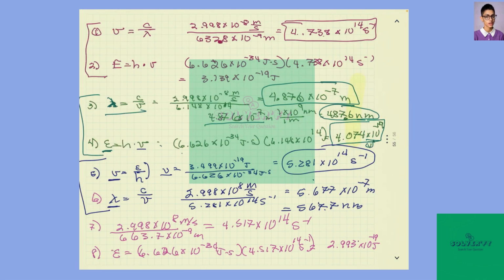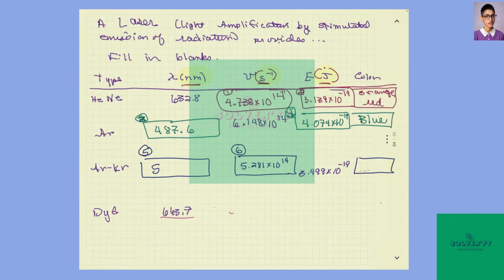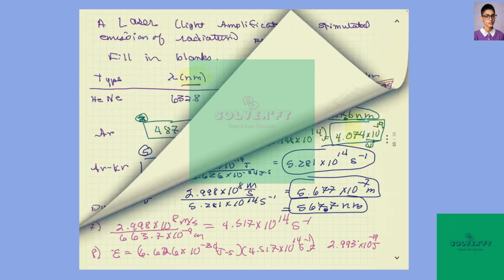Then, to get lambda, it'll be speed of light divided by our frequency, which I've done is 5.677 times 10 to the minus 7, and that's 567.7 nanometers. This will be green. I'm assuming 550 is green. Last but not least, this is pink.